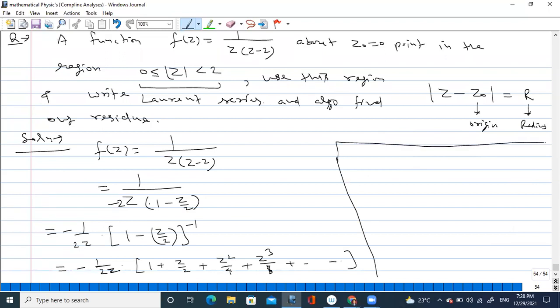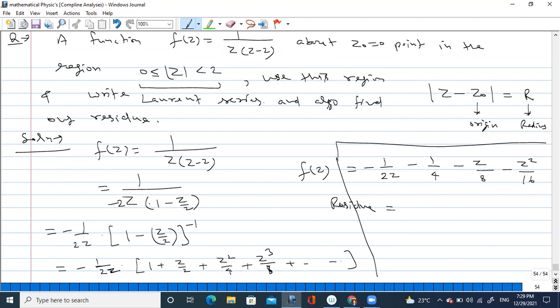Okay. So what will the series be? The series will become minus 1 upon 2z, and minus z to z will cancel. It will be minus 1 by 4, and then minus z by 8, and minus z square by 16. So this will be the final series. This is the final answer. This is your series. Now what will be the residue? Can anybody tell? So minus 1 by 2.